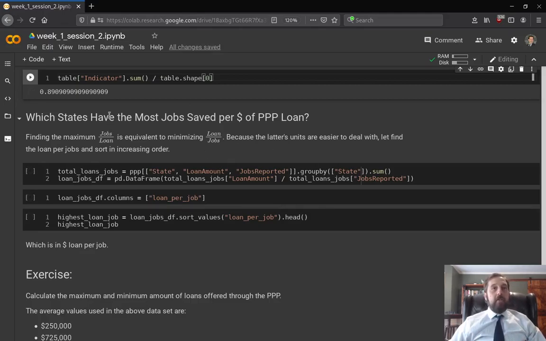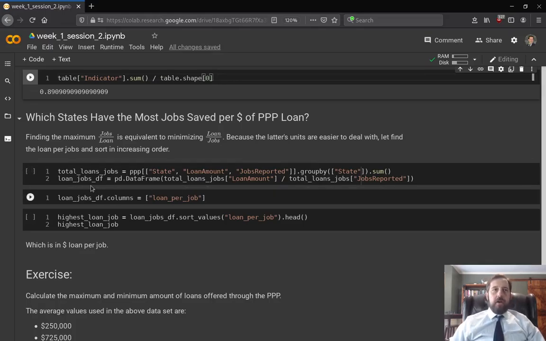Lastly, we can take a look at which states have the most jobs saved per dollar of purchasing PPP loan. So what we're doing here is trying to find which state has made the best use of the loan. So we're looking for a maximum of the number of jobs saved divided by the loan amount. But notice that's equivalent to minimizing the reciprocal, the loan amount divided by the number of jobs. So we can go ahead and do that.